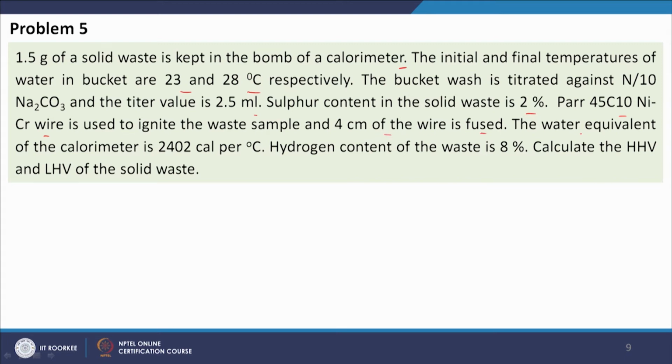The water equivalent of the calorimeter is 2402 calorie per degree centigrade. Hydrogen content of the waste is 8%. Calculate the HHV and LHV of the solid waste. So, this is the problem related to determination of heating value, and we will discuss and we will solve it.